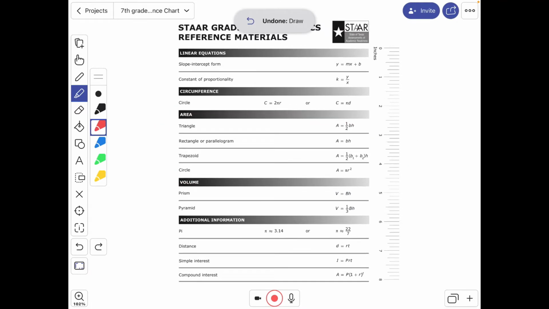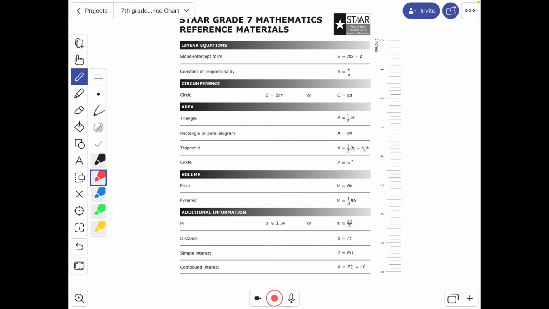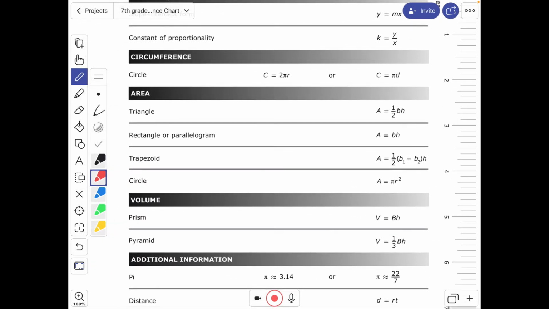So let's talk about what these letters mean inside here. For a triangle, it says area equals a half, and B stands for base and H stands for height. So this is the base, and the height would be the middle of the triangle. It has to be where it forms a right angle. So if you have a triangle that looks like that, this would be the height, and this would be the base. And for a rectangle or a parallelogram or a square, you use base times height.